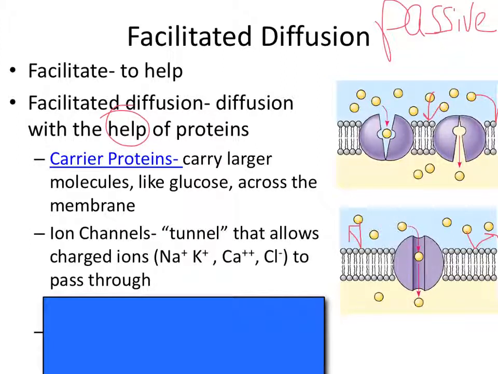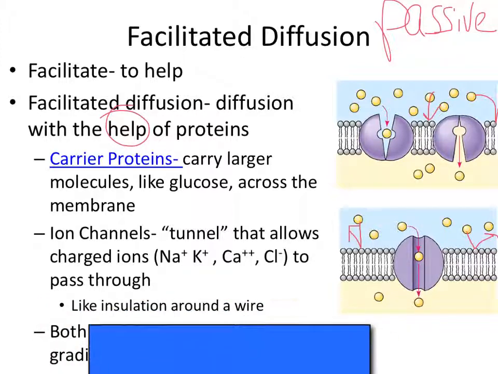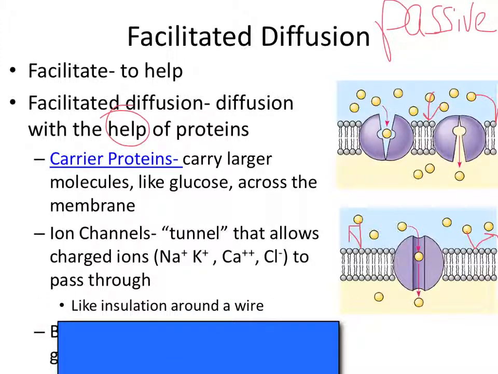But with an ion channel, this opens up a space that they can get through, where their charge doesn't matter. I like to think of it like insulation around a wire. If you grab onto a wire that has insulation, you don't get an electric shock. But if there's no insulation there, you could get an electric shock because those charges can transfer. So in this case, it insulates these guys so they're able to move through without just bouncing off.